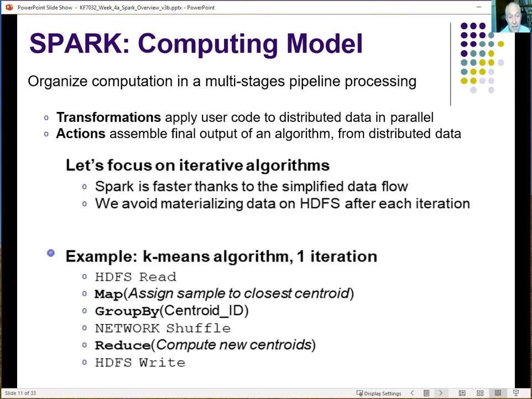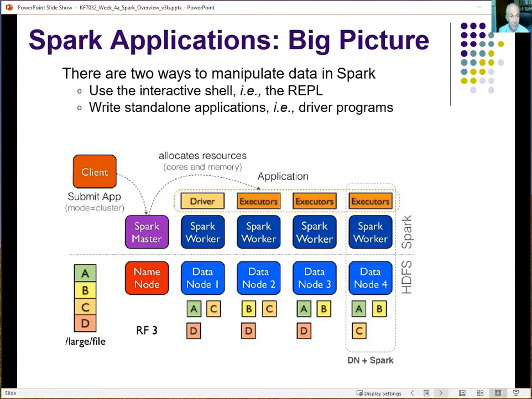So we've got simplified data flow, and we try to avoid materializing data after each trip round the loop. So there's an example of doing the k-means, which is a clustering algorithm. We read our data, map it around, we group things. Something that we don't want to do, but which is necessary, is shuffling things around the network. Finally, we reduce the computation to get our output.